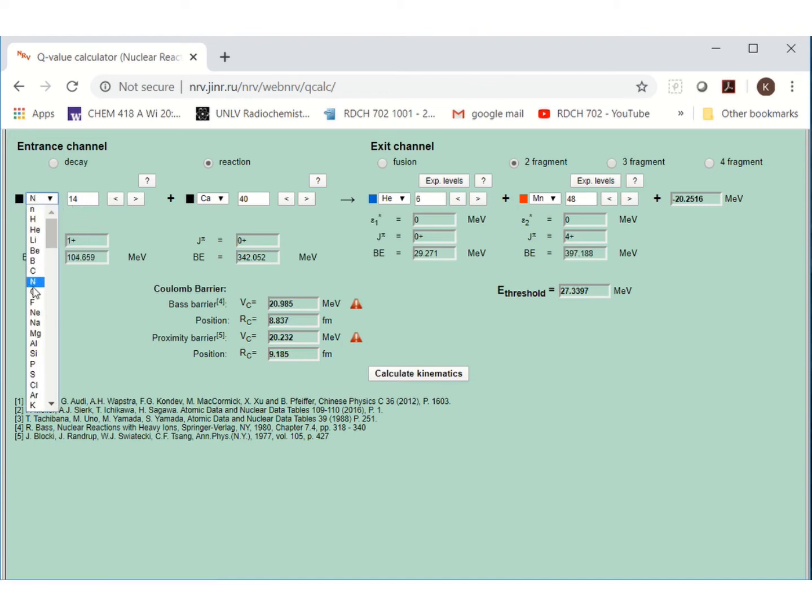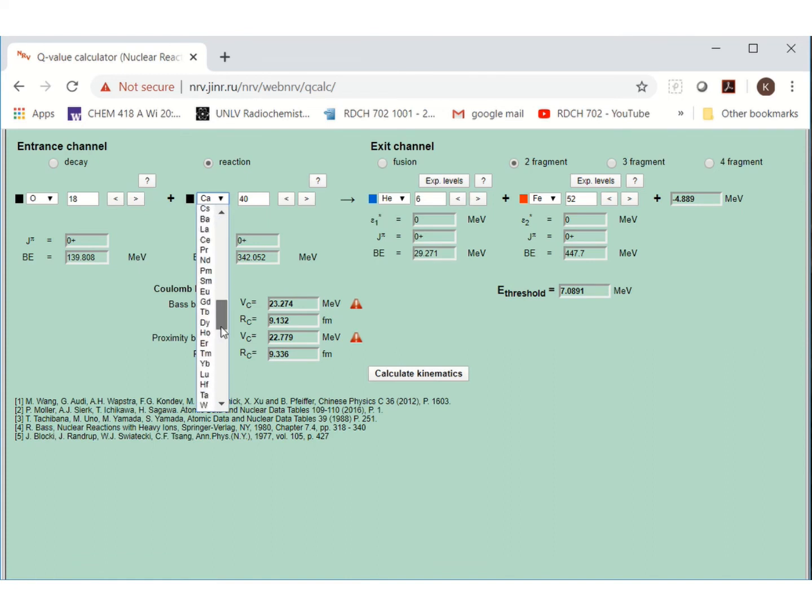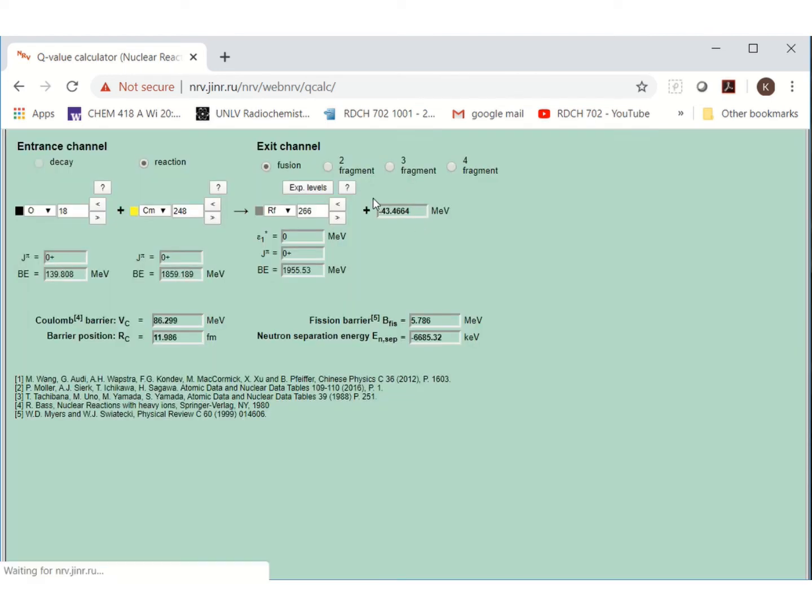Let's try something that I did as a graduate student. I would take oxygen-18, and we would hit that into curium-248. And let's do a fusion. So it's only one, and we would make rutherfordium-266. And that's our Q value.